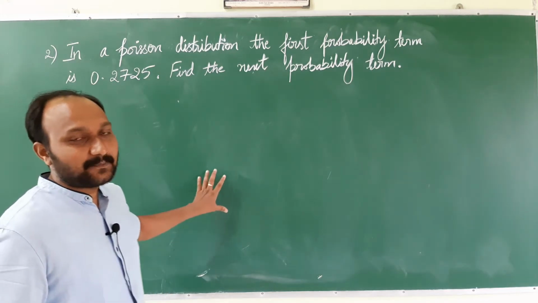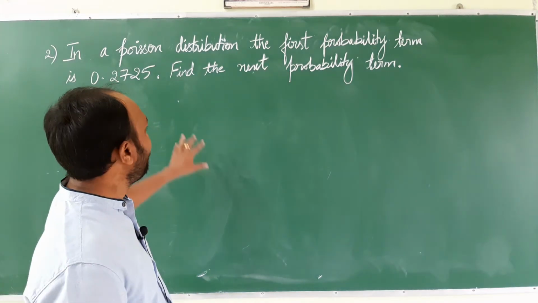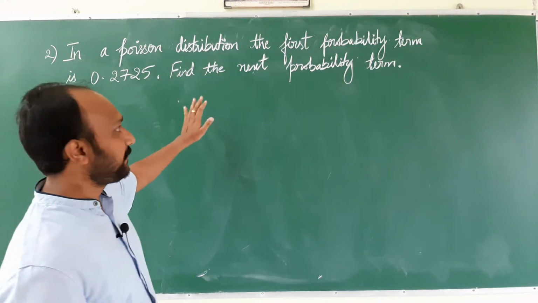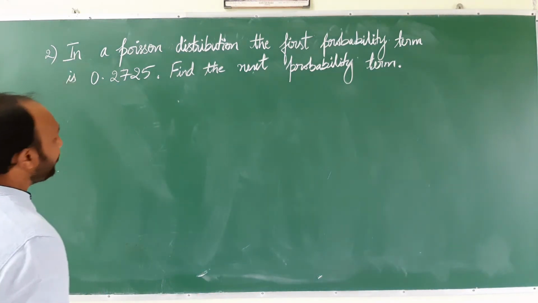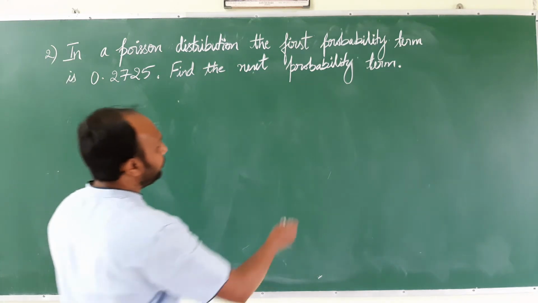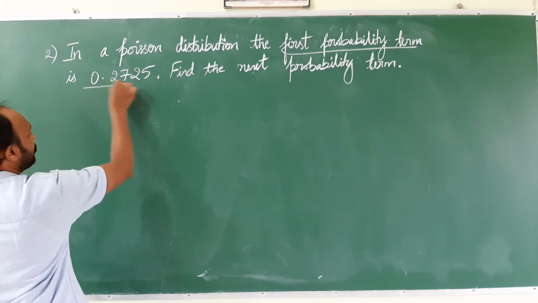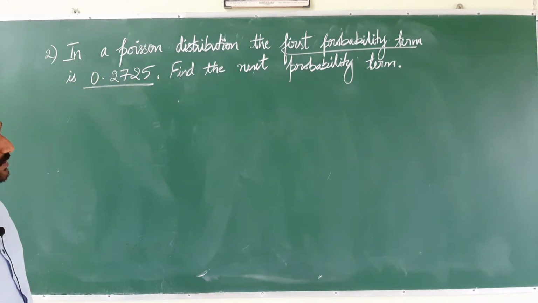Okay, now let us take up another problem. These types of problems again will be asked for 2 marks, or else it is also important for your CA Foundation. In a Poisson distribution, the first probability term is 0.2725. Okay, what is the first probability term?